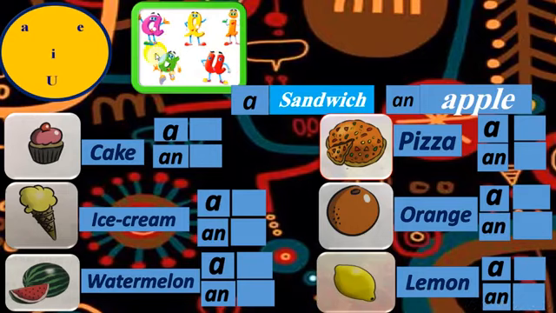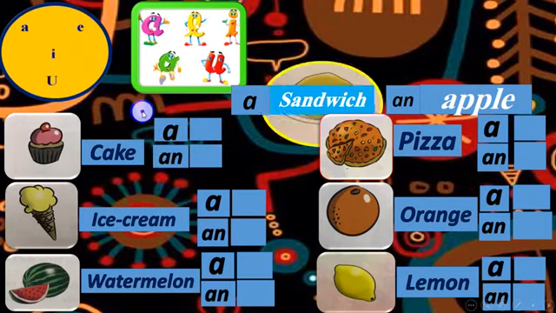We have five letters. If the word starts by these letters, we put an, not a, an. The word starts by one from these letters, we put an. But if the word starts by a letter that is not in the face, we put a. If the letter is in the face, we put an, okay?